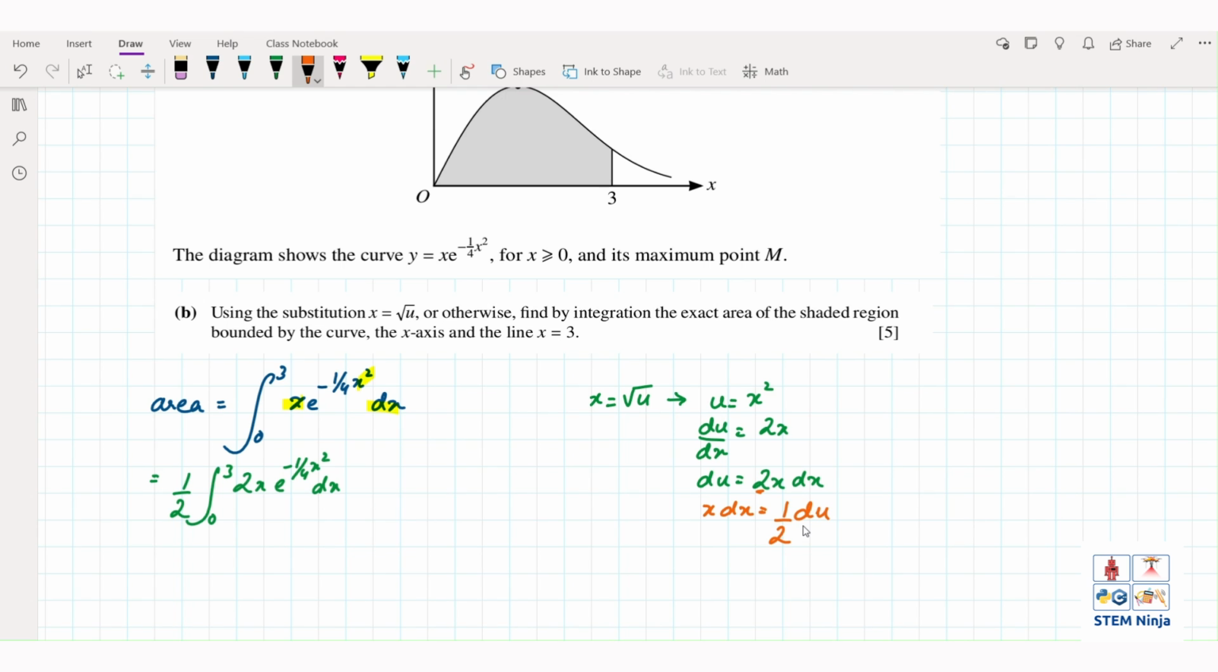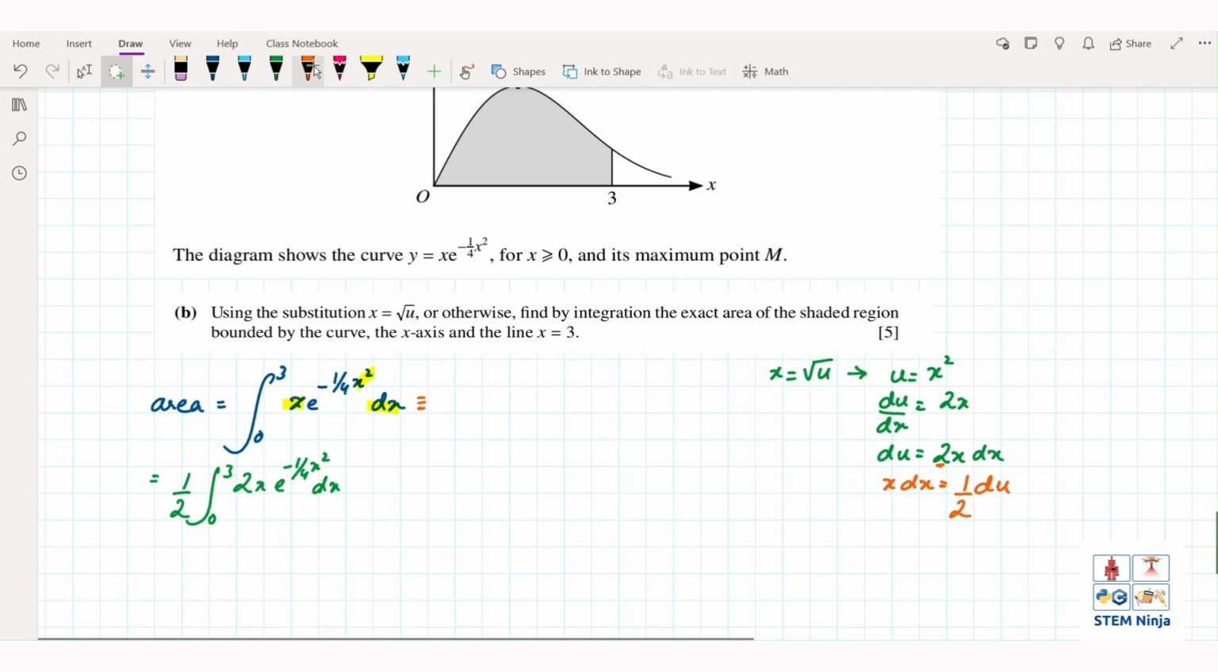So when we convert this, let me write over here. So this will look like x dx looks like 1 over 2 du, 1 over 2 and du somewhere over here, e raised to power minus 1 over 4 u, because u is x squared, and du.